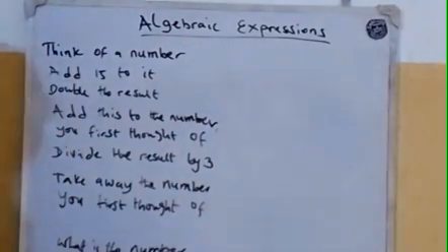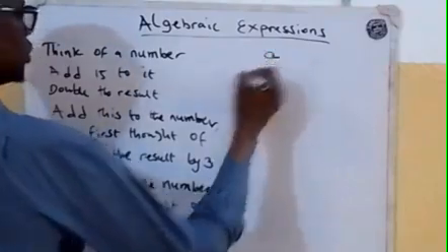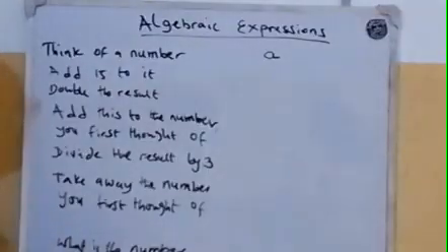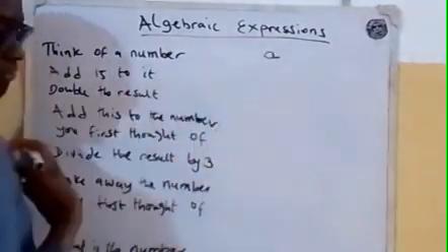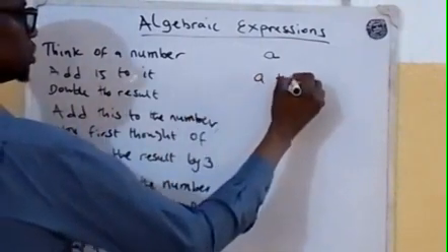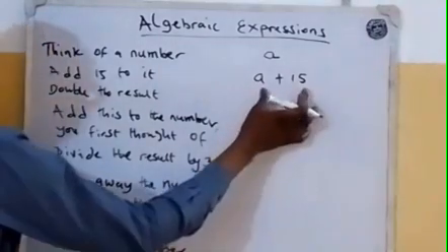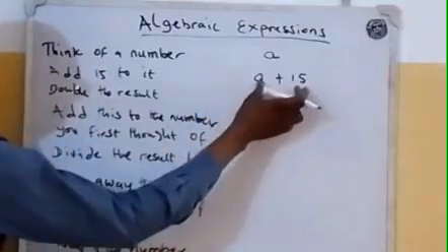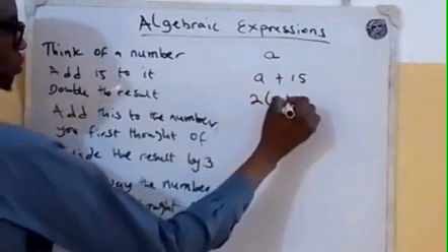But we'll go ahead. So think of a number. I will think of anything and I will represent that number I'm thinking about in my mind as A, small letter A. So add this number to 15. This number is in my mind, but I'm having it as A. So I add it to 15: A plus 15. Double the result. If I add what I am thinking about to 15, I'll double the result, meaning I'm going to multiply by 2.